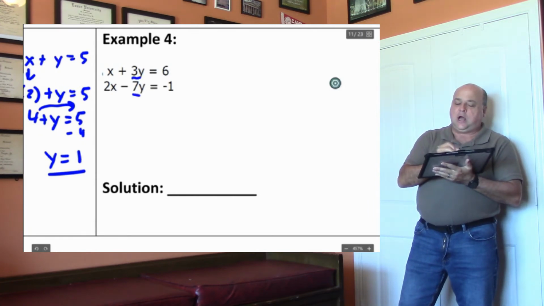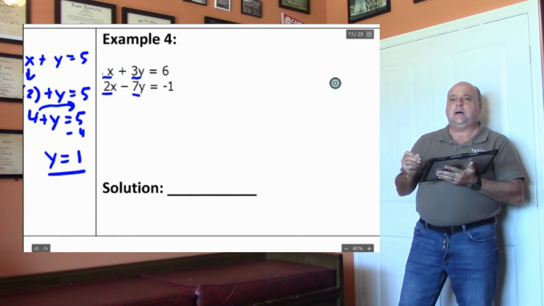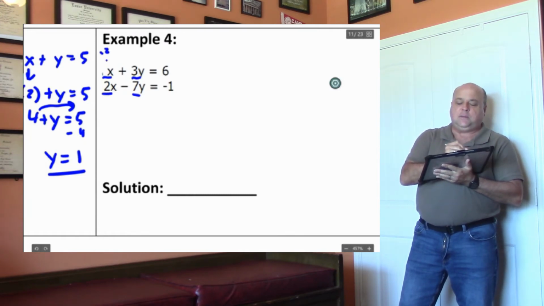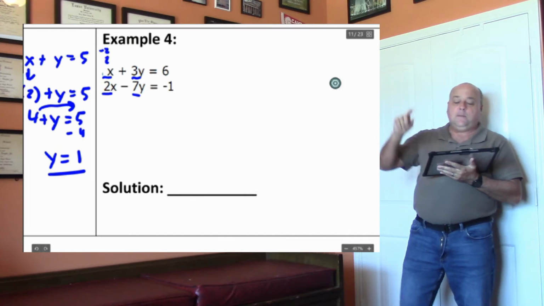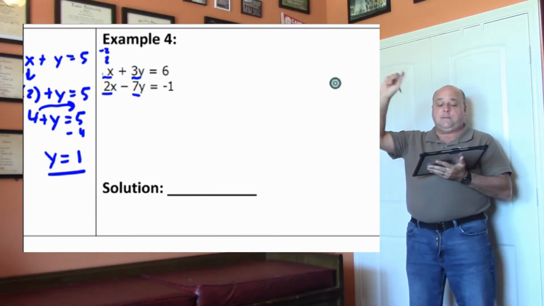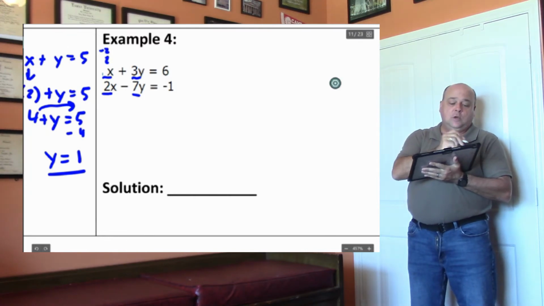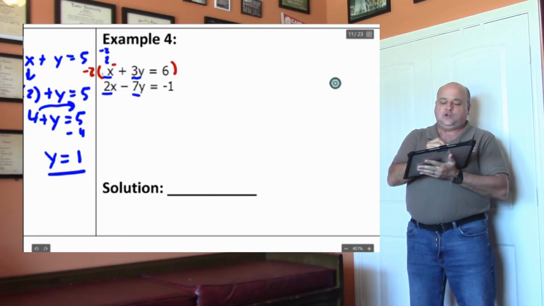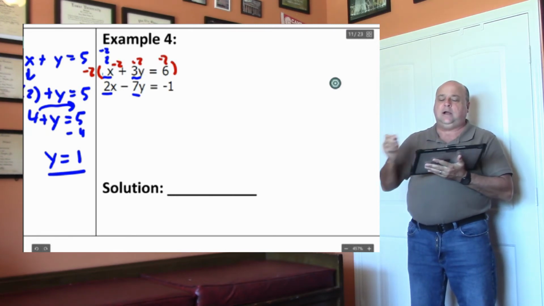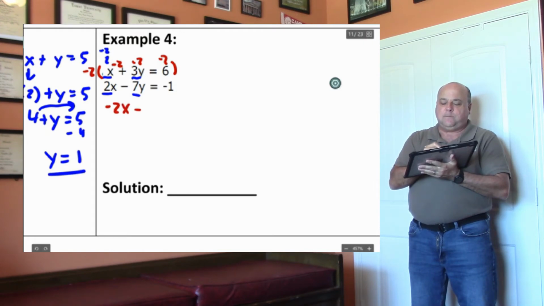The y's are opposite, but 3 doesn't go into 7, so I'm going to make the x's opposites. So my opposites are going to be negative 2 and positive 2, right? So I want to make that top x a negative 2 and my bottom x a positive 2. The bottom x is already positive 2, so I need to multiply that top equation by negative 2. So I'm going to multiply negative 2 to every equation. Now, that's going to turn into negative 2x minus 6y equals negative 12.